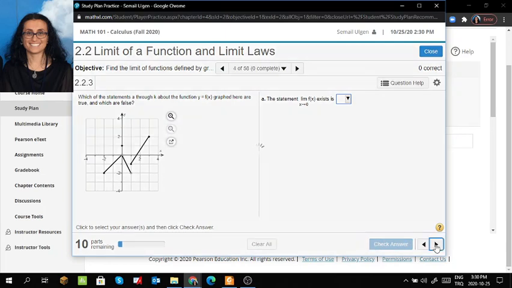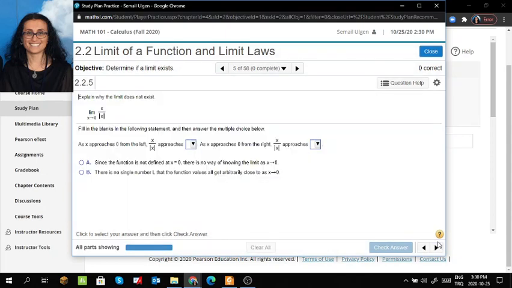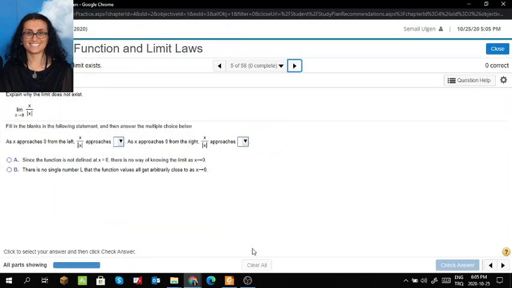And this is similar probably, so I'm going to skip that. Similar. Okay. So let's get this question. Explain why the limit doesn't exist. This problem actually was explained in the class. It says fill in the blanks. As x approaches 0 from the left, this approaches what?